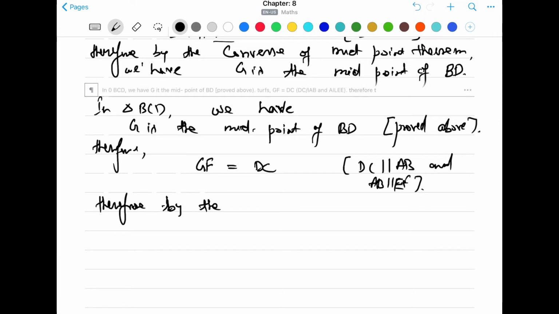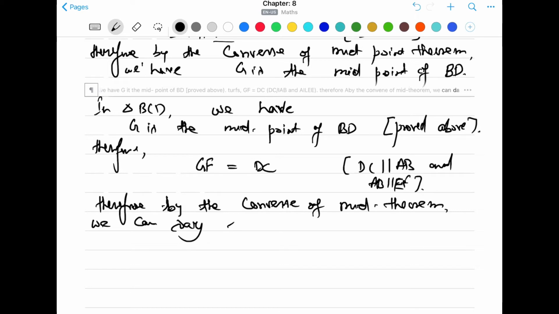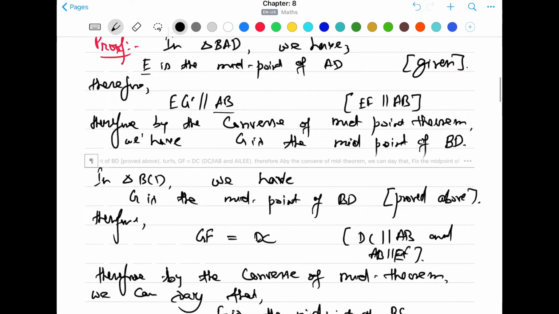Therefore, by the converse of the midpoint theorem, we can say that F is the midpoint of BC. And that's what we were asked to prove here.